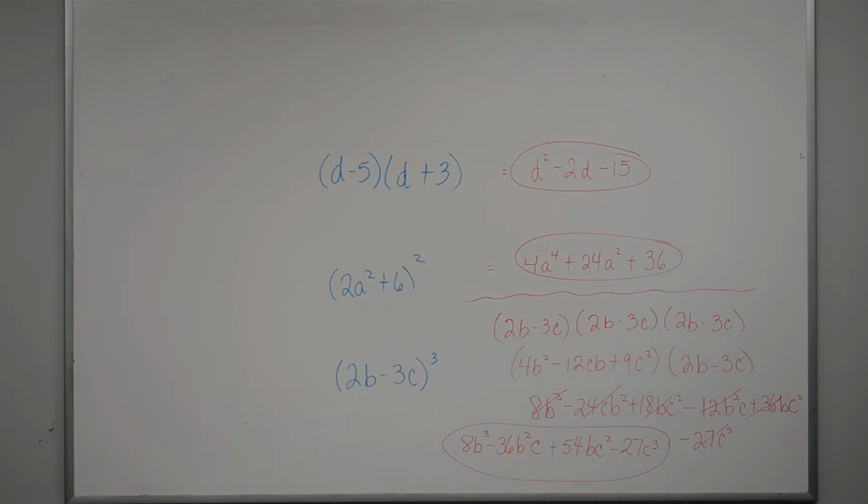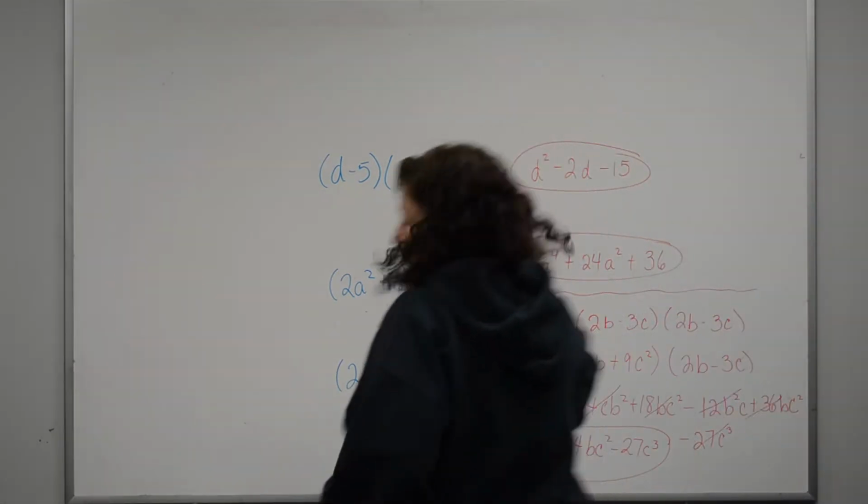It's right here. Okay. 2b times negative 12bc is not cubed, it's squared. It was just a careless mistake on your part. And it's easy to do on those long problems.